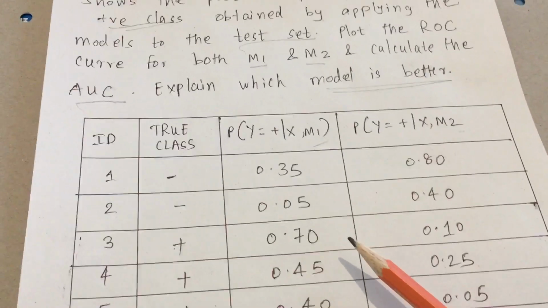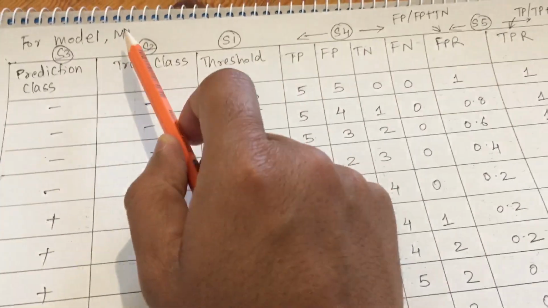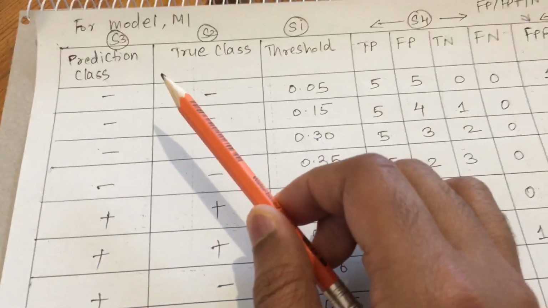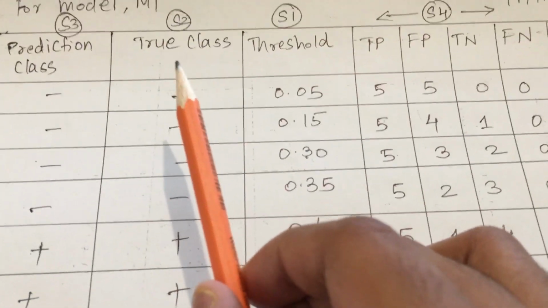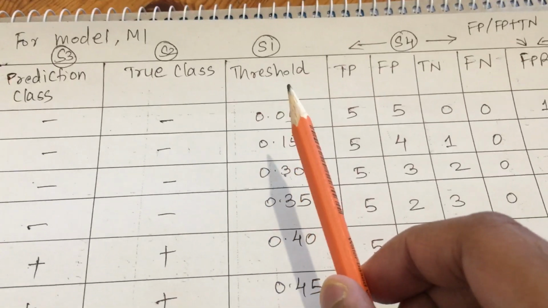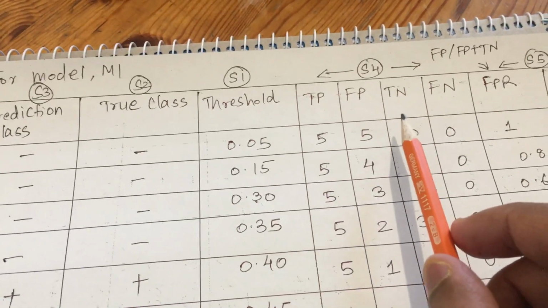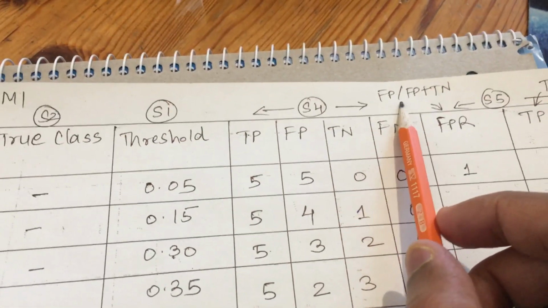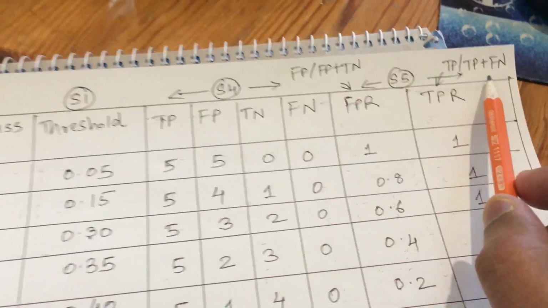So now we shall begin by constructing a table. First of all we'll construct this big table. So this is for model M1. In this we have the prediction class, that is the class which we will predict. Next we will have the true class, then we will have the threshold. Threshold means the posterior probability values. Then we have the true positive, the false positive, true negative, false negative, then we have the false positive rate, which is given by FP upon FP plus TN, and then we have the true positive rate, which is given by TP upon TP plus FN.